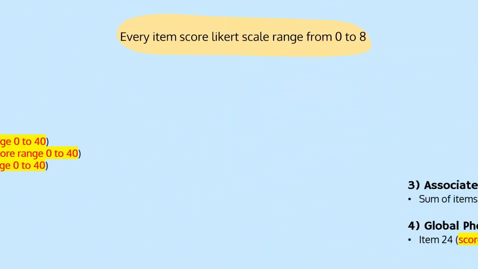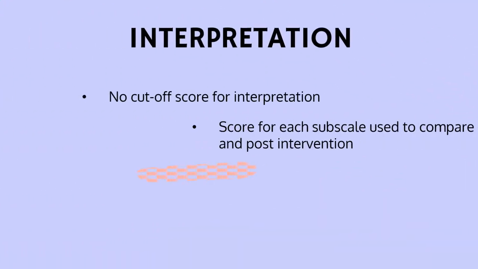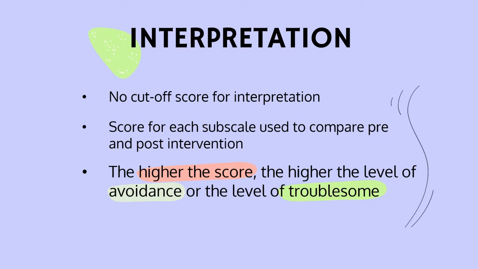Scoring procedure. Every item is scored on a Likert scale ranging from 0 to 8. Main phobia level of avoidance in item 1, score range 0 to 8. Total phobia score, sum of items 2 to 16, score range 0 to 120. Associated anxiety and depression, sum of items 18 to 23, score range 0 to 40, and global phobia rating in item 24, score range 0 to 8. For interpretation, there is no cut-off score; the score for each subscale is used to compare pre- and post-intervention. The higher the score, the higher the level of avoidance or the level of troublesomeness.